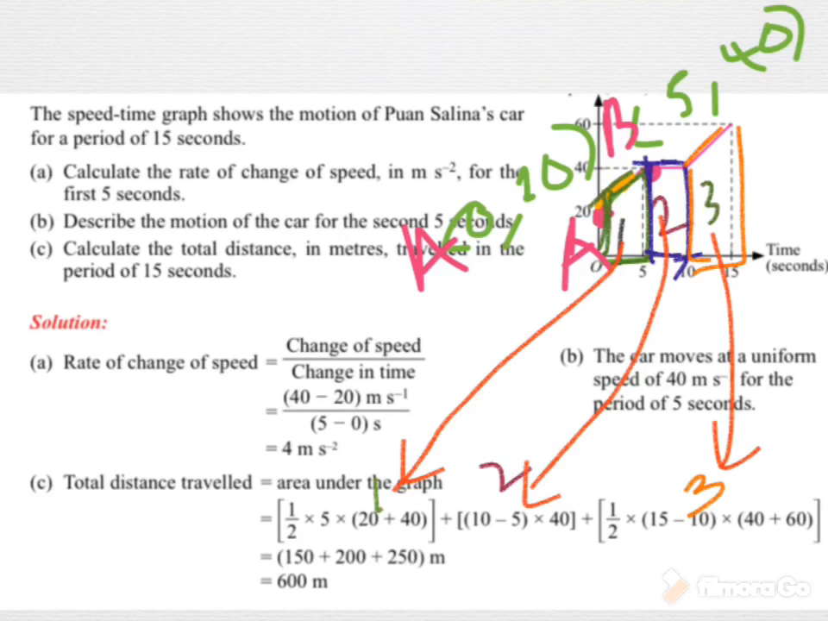The area for number 1 is 150, for number 2 is 200, and the area for number 3 is 250. So the total distance traveled is 150 plus 200 plus 250. So the total distance is 600 meters.